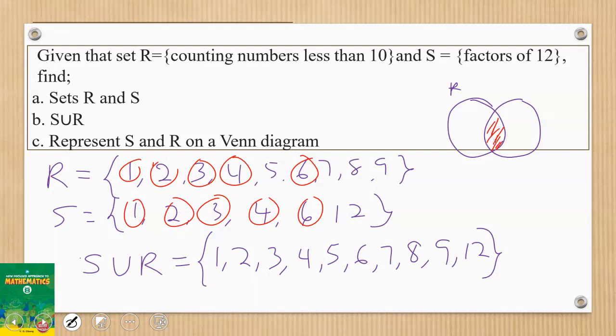Then the rest, you write what is left here. It will be 5, 7, 8, and 9. And what is left here will be just 12. And all others will be in the middle. And that makes the whole union. So the union is everything. Everything inclusive becomes the union.